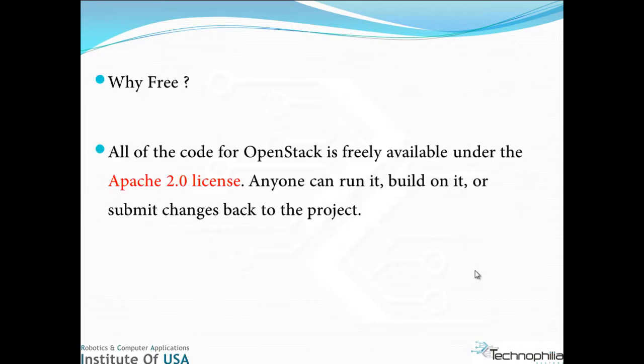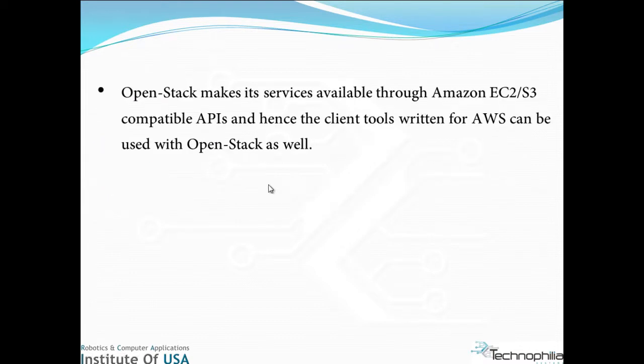Why is it free? All of the code for OpenStack is freely available under the Apache 2.0 license. Anyone can run it, build on it, or submit changes back to the project. OpenStack makes its services available through Amazon Elastic Compute Cloud and Simple Storage Service compatible APIs, and hence the client tools written for Amazon Web Services can be used with OpenStack as well.